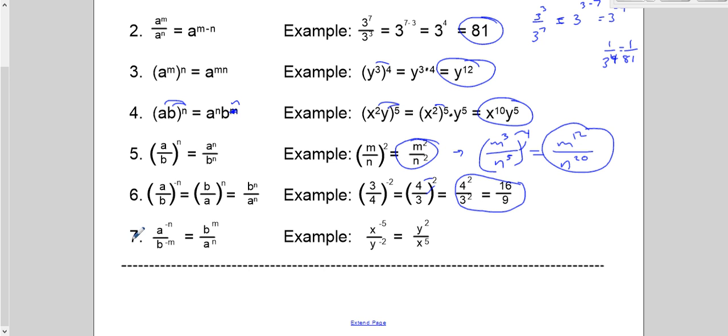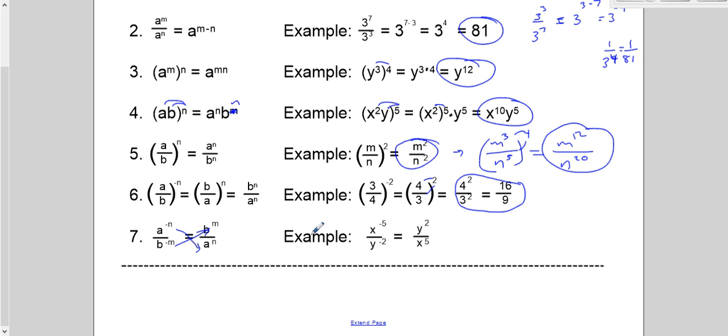If I have law number 7, I have a negative exponent on the top of a fraction and a negative exponent on the bottom. This is really just showing you that if I have a negative on the top, it gets moved down to the bottom of a fraction. And if you have other positive exponents, they are going to stay either on top or stay on the bottom. But if I have a negative exponent on the top, it's going to go down to the bottom and become a positive exponent. If I have a negative exponent on the bottom, it's going to go to the top and become a positive exponent.